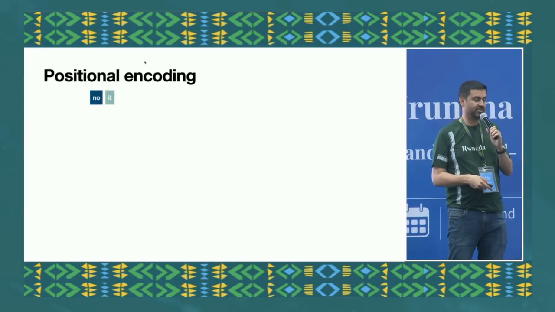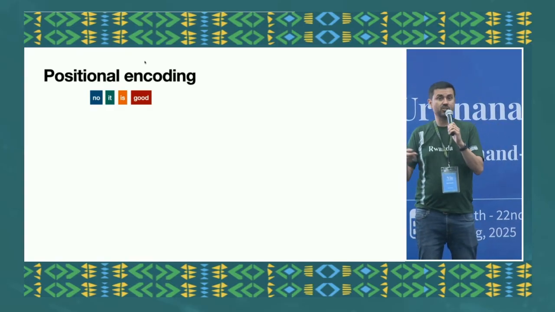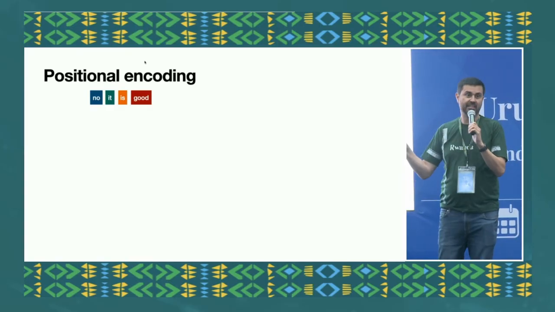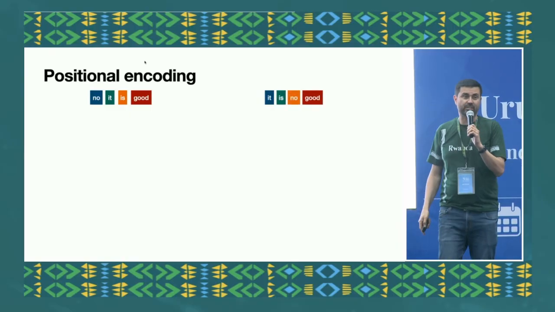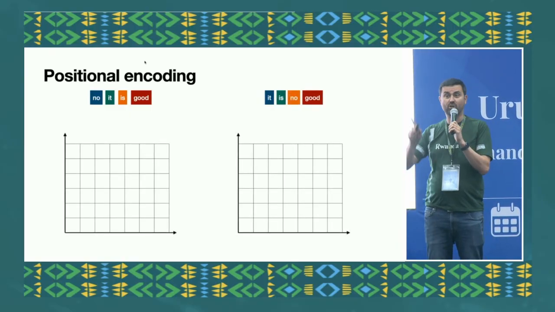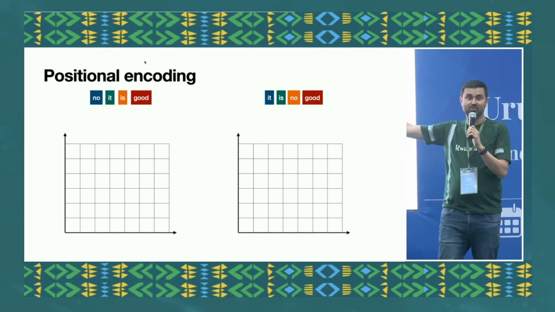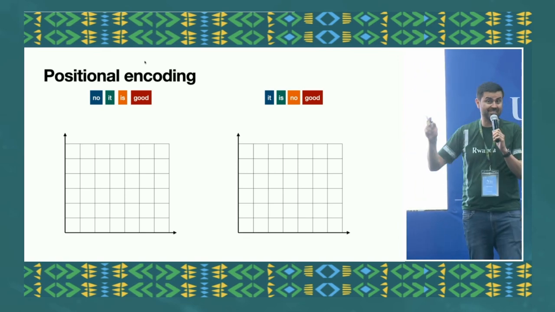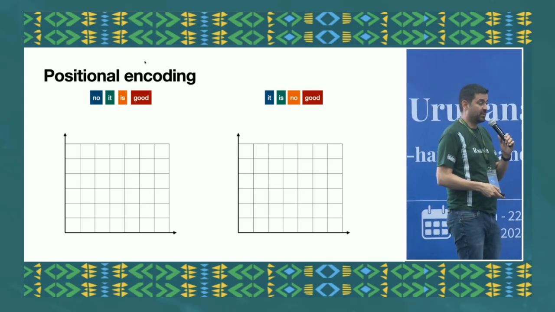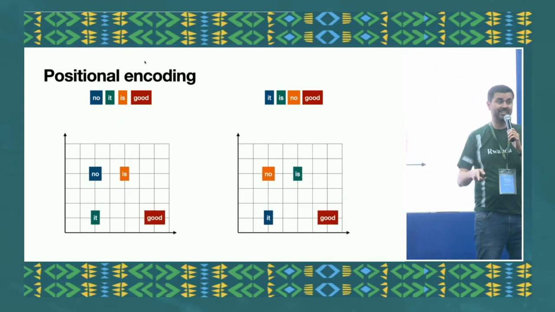So what does positional encoding do? Let's say I have the sentence, "No, it is good." Okay, that's a sentence. And then I have the sentence, "It is no good." It's the same words, but completely different meaning, right? It is no good and no, it is good. Completely different. The transformer sees them in the exact same way because when you put them in the embedding, they go in the same places. So we need to change this.